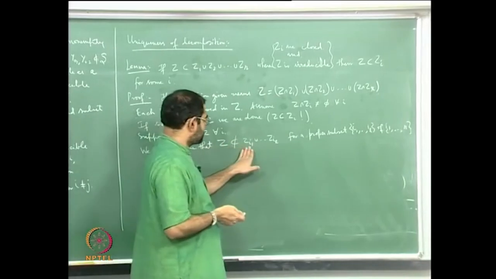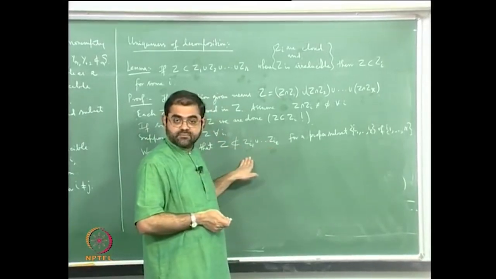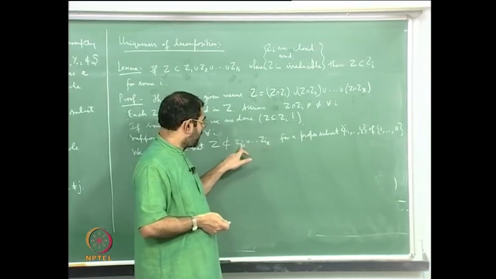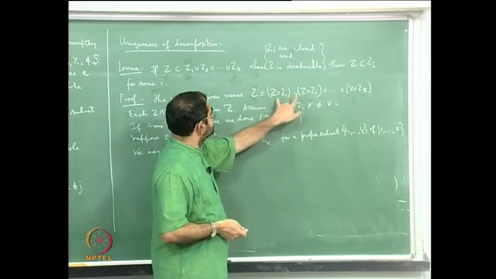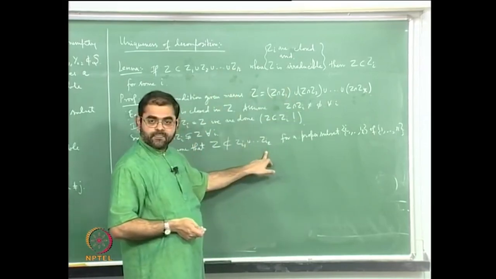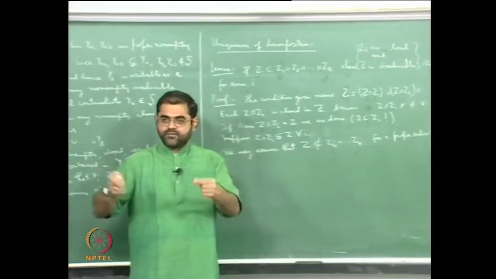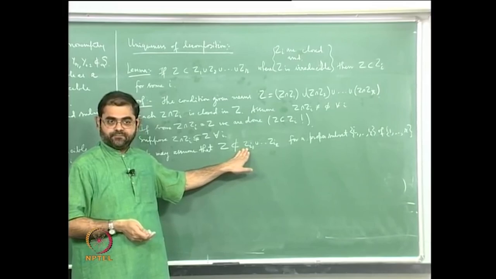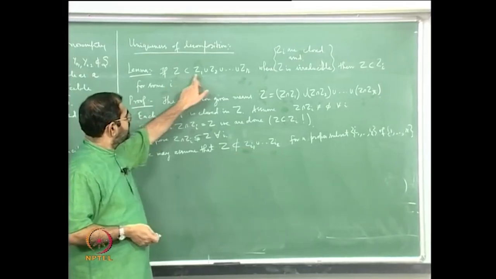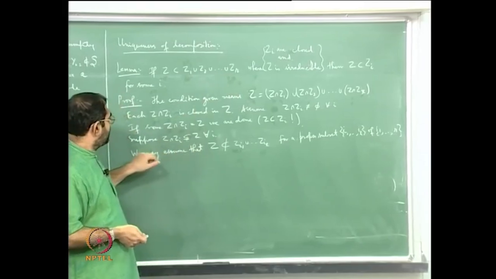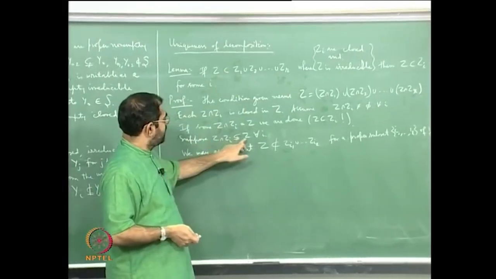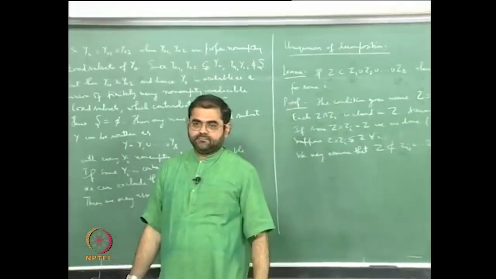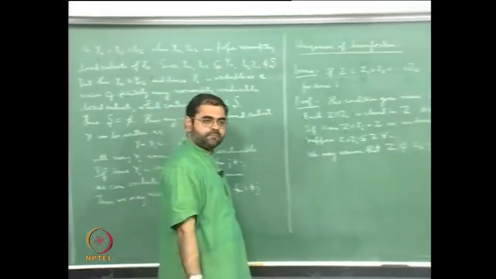Otherwise, if there is something like this, then work with this. Call this subset 1 through L. Replace this collection with that subset, and you'll keep on reducing until you come to a point where you get a collection like this. That is, Z is contained in the union, Z intersection Zi is a proper subset of Z for every i, and Z is not contained in any smaller union. You will come to a stage like that, okay.